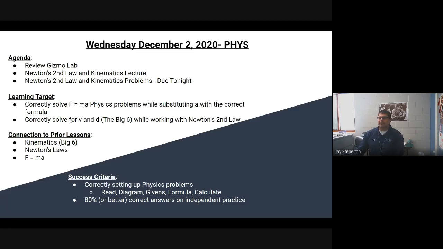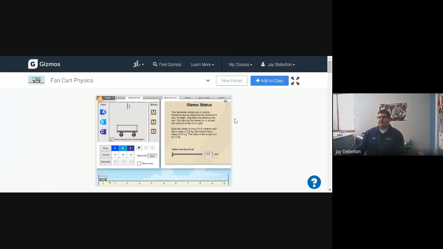Okay, so today you guys should be able to correctly solve F equals MA, but substituting acceleration with the acceleration formula, and then solve for V and D from those big 6. So final velocity and the distance traveled. And that sets us up with a little review of the gizmo. So here is the gizmo from the other day. And if we just put one fan on and turn it on and then play it.